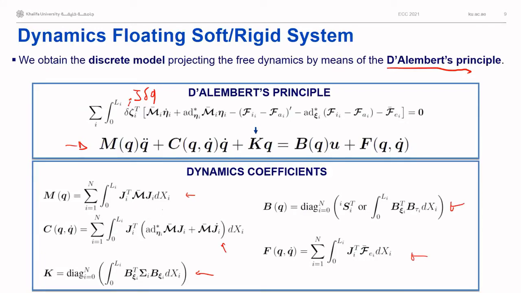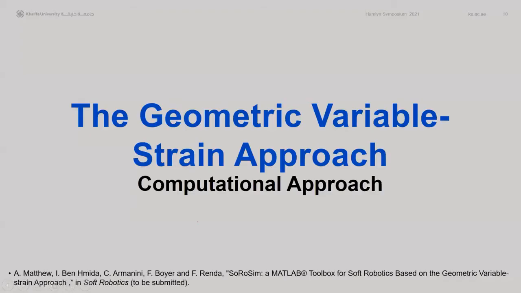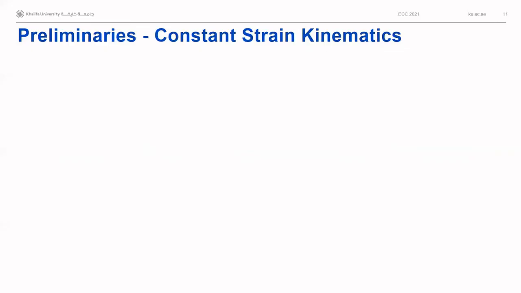It still remains the problem to compute those matrices in the soft case. In the rigid case, we just need to remove the integral and replace the data of the problem with the lumped counterpart. But in the soft case, we still have to see how to compute those integrals. And this is the computational approach that I would like to show you now.